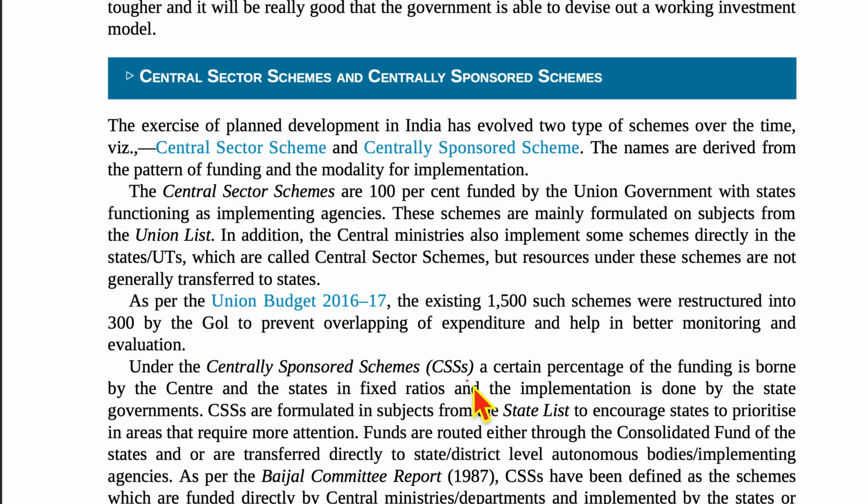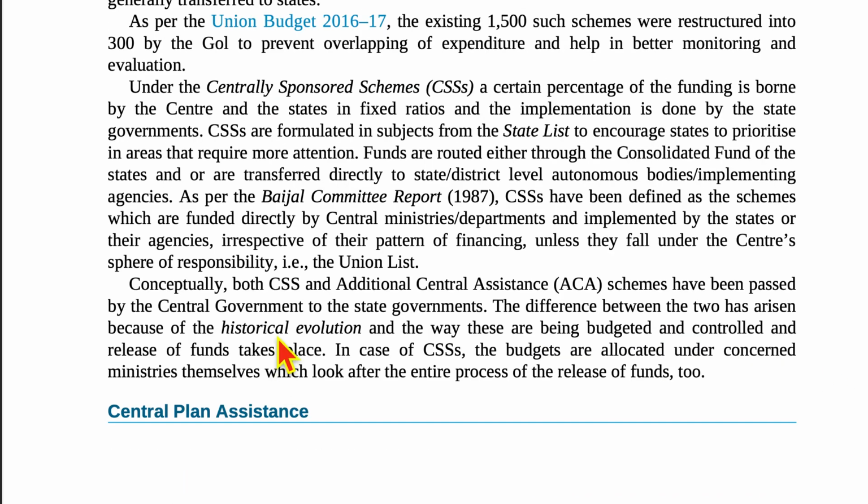Under the centrally sponsored schemes, a certain percentage of funding is borne by the center and the state in a fixed ratio, and the implementation is done by the state government. Centrally sponsored schemes are formulated on subjects from the state list to encourage states to prioritize areas that require more attention. Funds are routed either through the consolidated fund of states or are transferred directly to the state or district level autonomous bodies or implementing agencies.